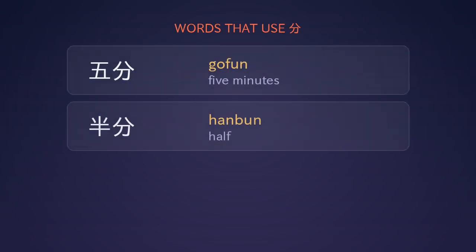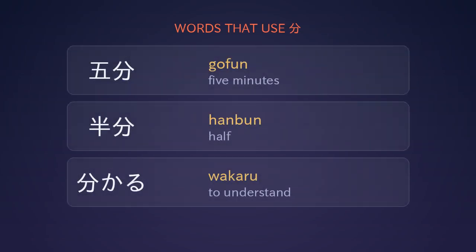Let's see it in real words. Gofun means 5 minutes. Hanbun means half. And wakaru means to understand.